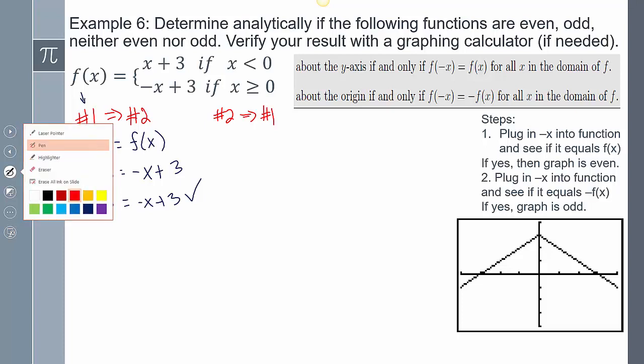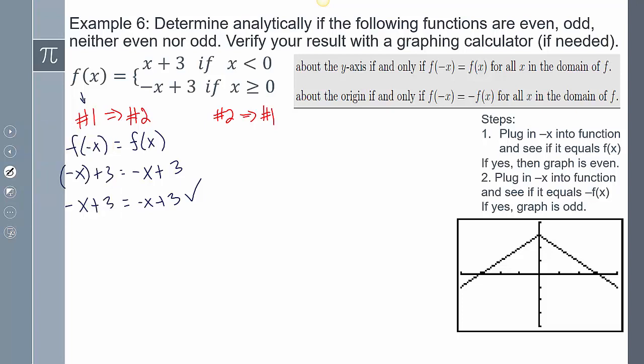So if I do that, well, from equation number 2, this will give me negative x plus 3. Does that equal x plus 3? And I got this from equation number 1. And so, yes, x plus 3 equals x plus 3. And so I can say that my function's even.